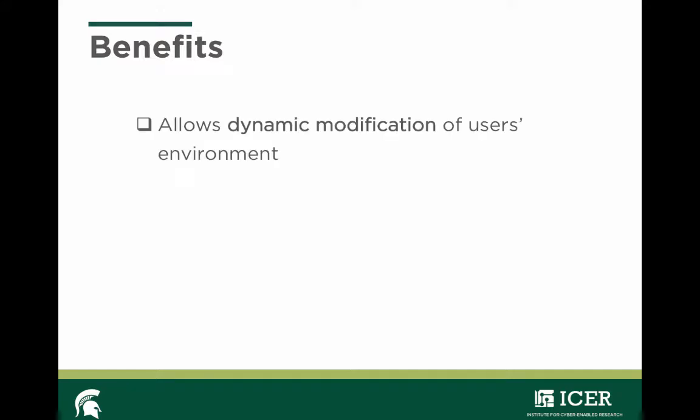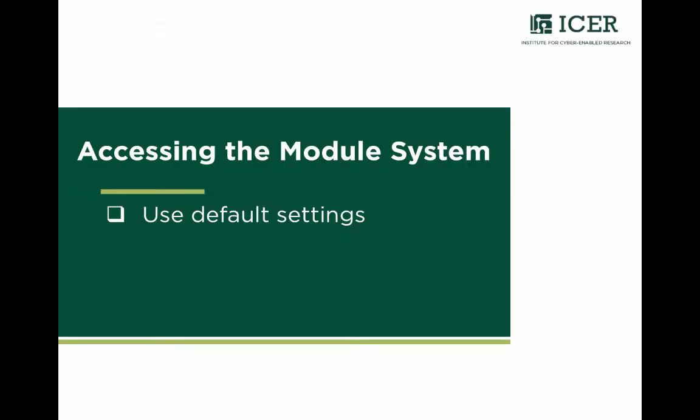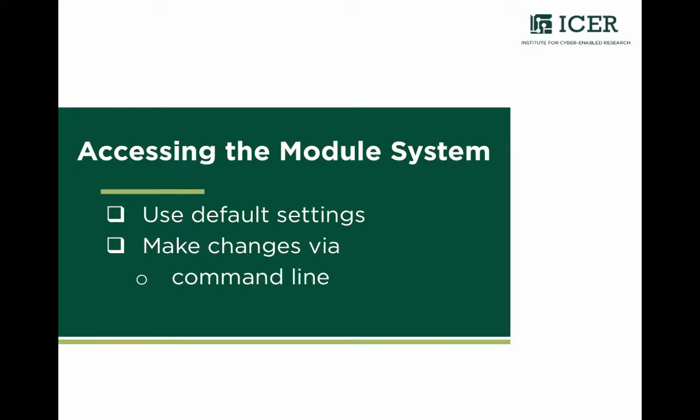The module system allows for the dynamic modification of a user's environment for running applications via module files. Module files can be loaded and unloaded dynamically and automatically. With very few keystrokes, users can find out which software is installed on the system and how to access those software. The module system is the default setting on many popular shells, and module commands can be run from the command line or placed in your .bashrc file.